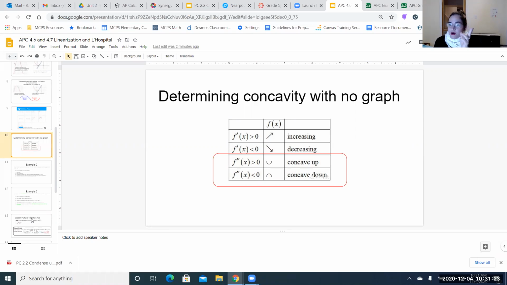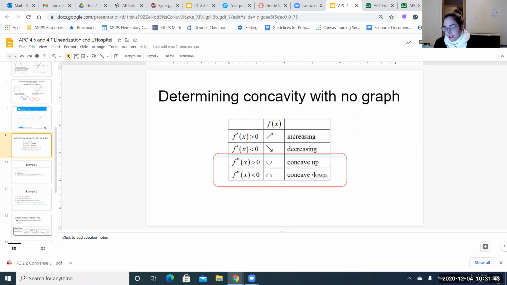So if you're doing this local linearization process, concave up, right? When you have that underestimate, if your second derivative is positive, you're going to have an underestimate. If your second derivative is negative, you're going to have an overestimate.